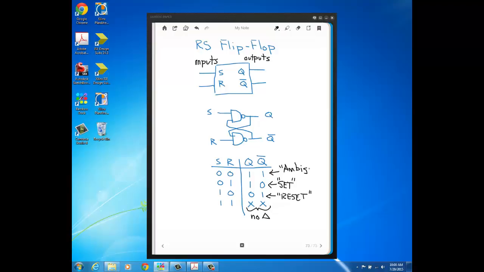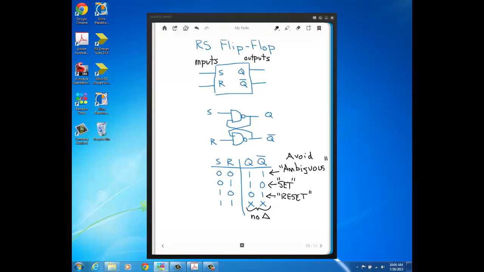And this is one of the drawbacks of the RS flip-flop, that it has this ambiguous state in its truth table. And normally you want to avoid this state. You never want to allow both these outputs to be 1 because it goes against the definition of what not a variable means. So to avoid it, you just never let the inputs both equal 0 at the same time.